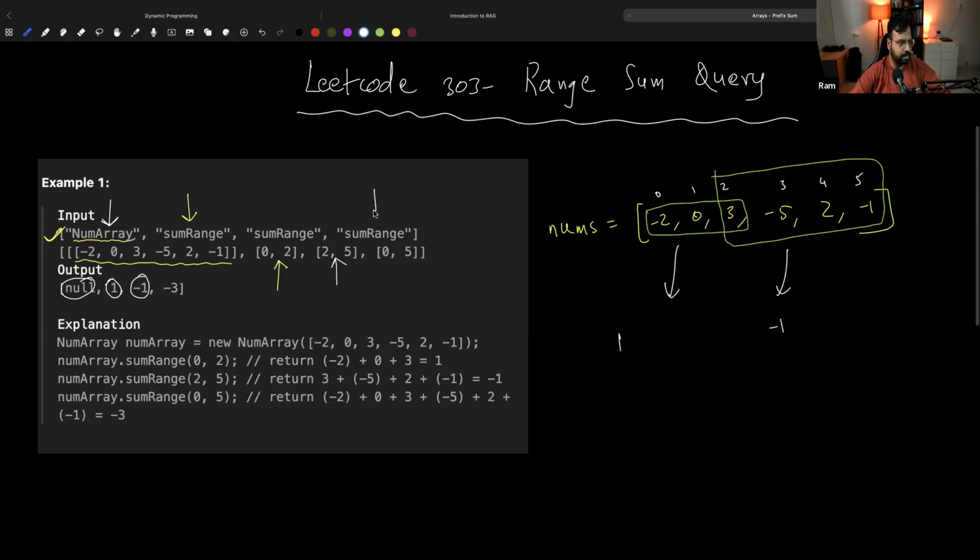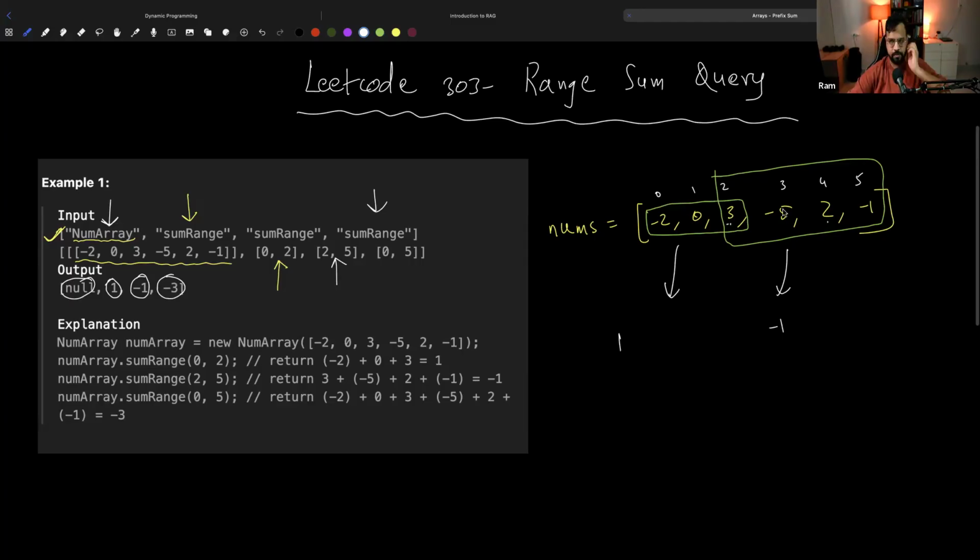Then again we are doing a sum range from 0 to 5. So 0 to 5 means the entire array. So the entire array sum will be what? 3 minus 2, 1. 1 plus 2, 3. 3 minus 1, 2. 2 minus 5, -3. So here we have answer -3.